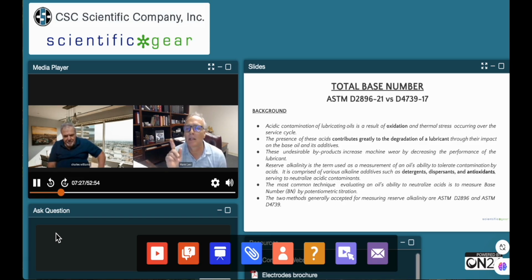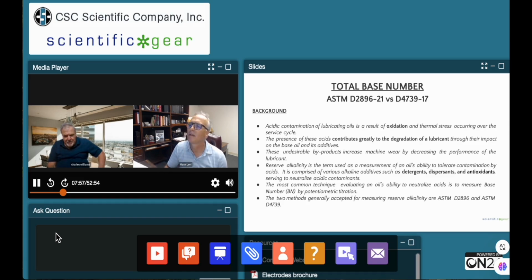This next bullet point, though, is important. Reserve alkalinity is the term used as a measurement of an oil's ability to tolerate contamination by acids. It is comprised of various alkaline additives such as detergents, dispersants, and antioxidants, serving to neutralize acidic contaminants. That's really, I think, one of the more important points of this whole thing, isn't it, Charlie? Can you talk about the detergents, the dispersants, and the antioxidants?